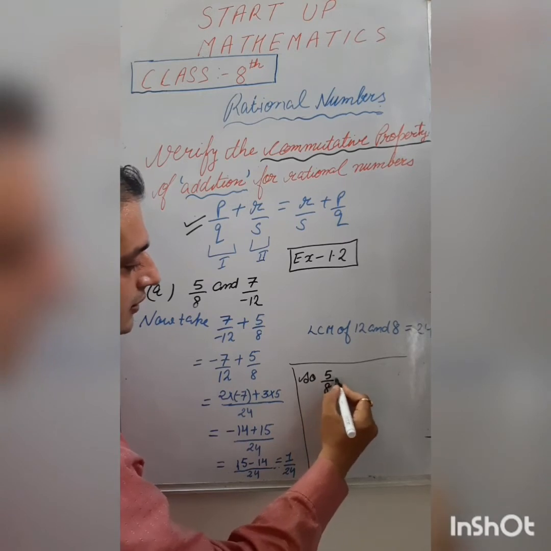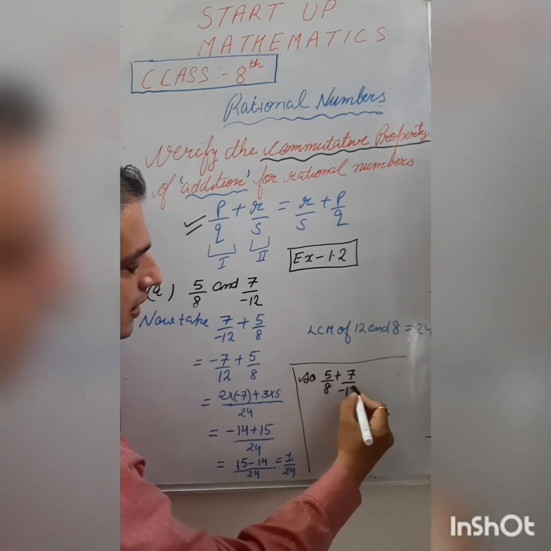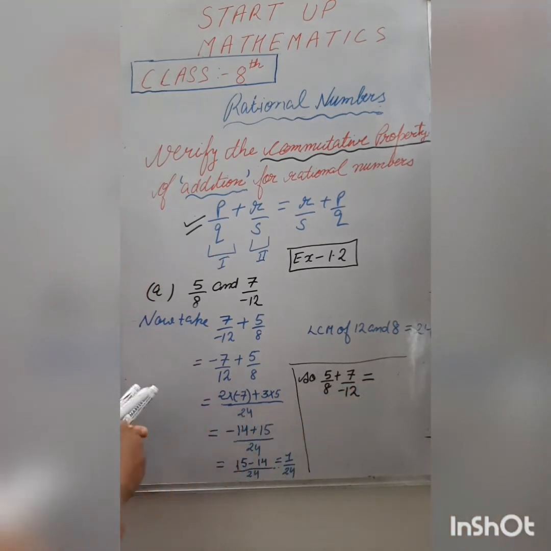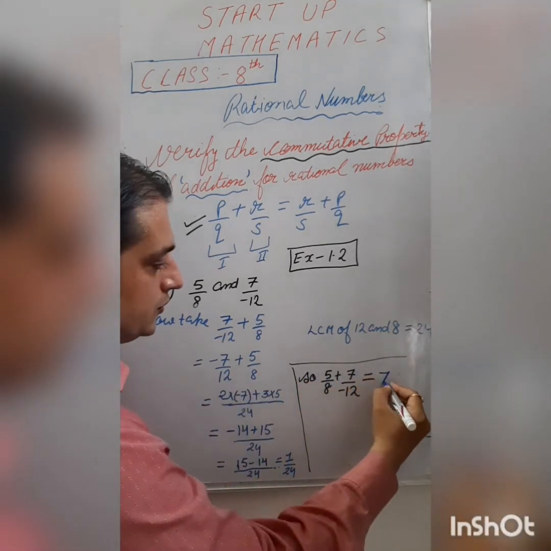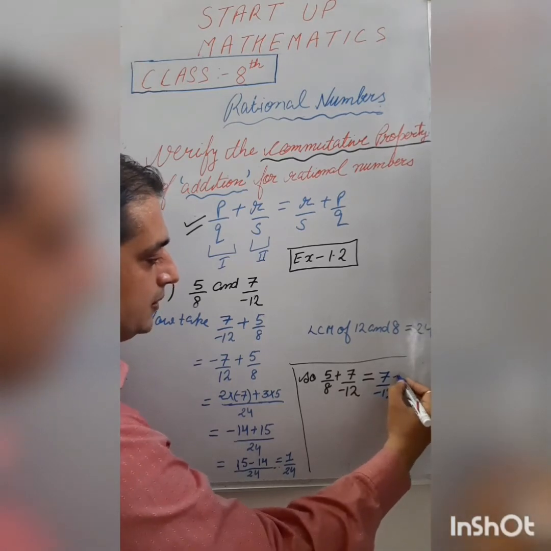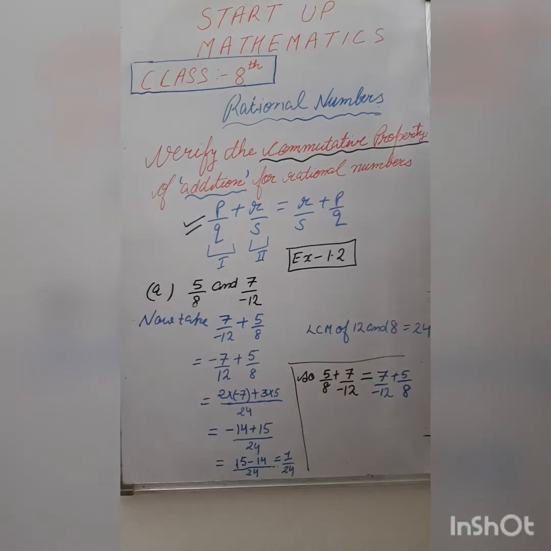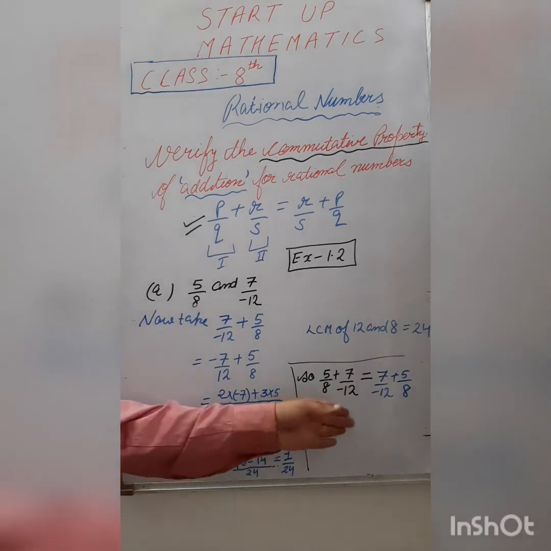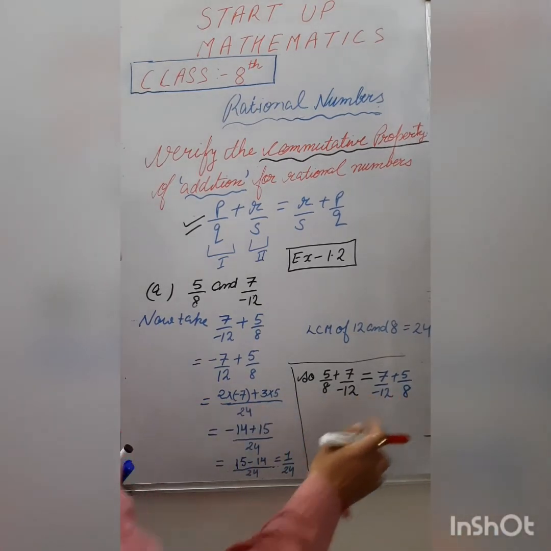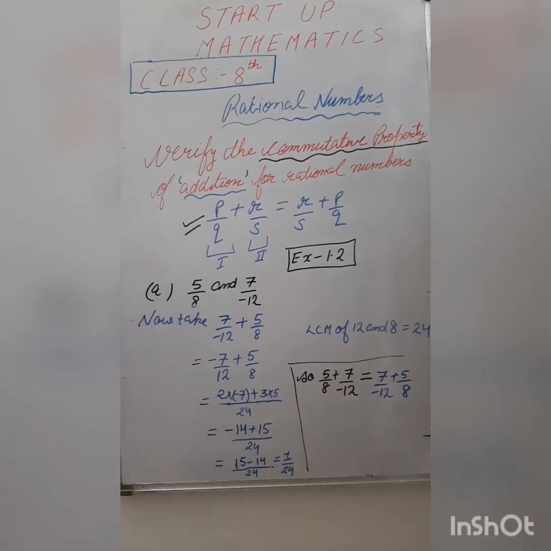So we can write 5 upon 8 plus 7 upon minus 12 is equal to 7 upon minus 12 plus 5 upon 8. Hence, the commutative property is verified. It means you can add two rational numbers in any order. Let's take another example based on the associative property. You can do such questions of the exercise very easily.